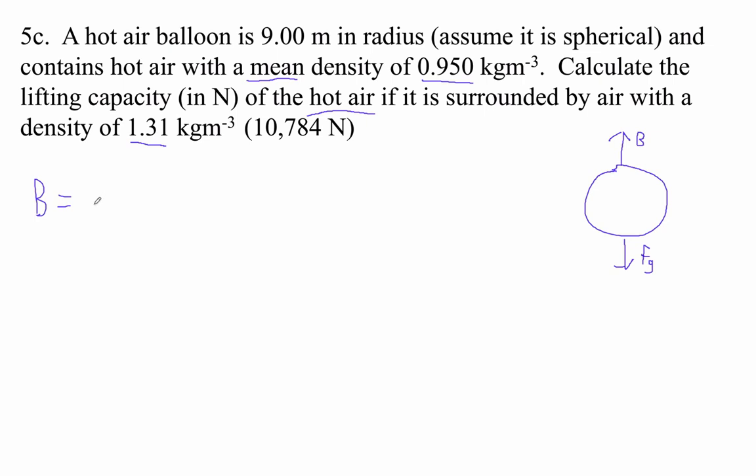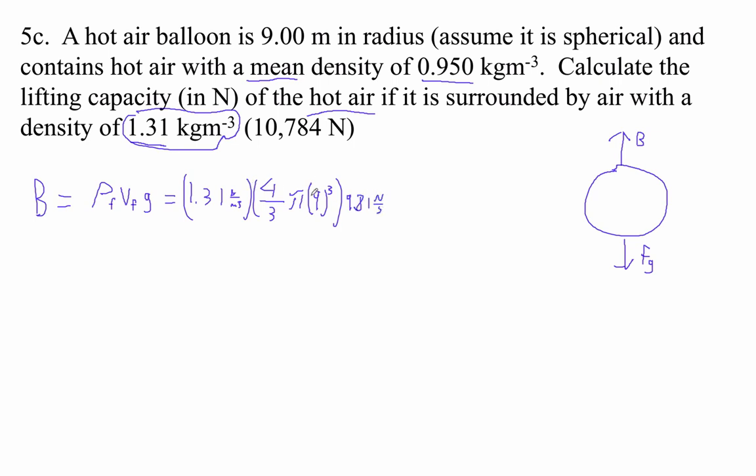The buoyant force is the density of the fluid displaced times the volume of the fluid displaced times g. Well, this is the fluid displaced. The volume of the fluid displaced is the volume of the balloon, so 4/3 pi times 9 to the third. And then g is 9.81 newtons per kilogram. It'll all cancel out, except for newtons.